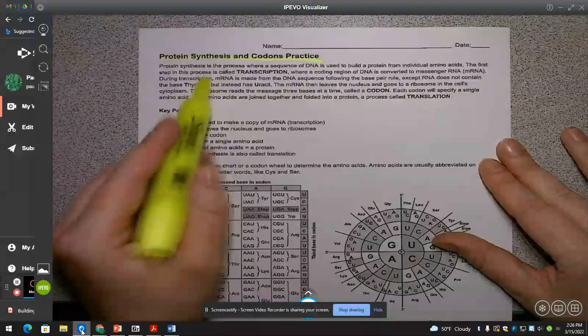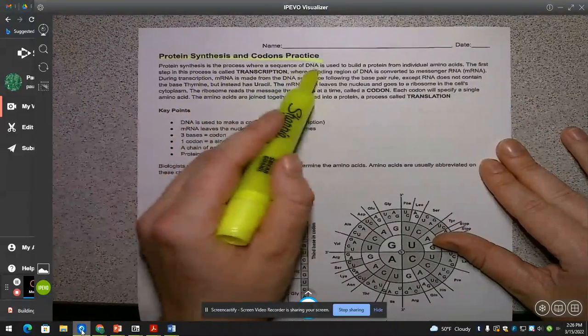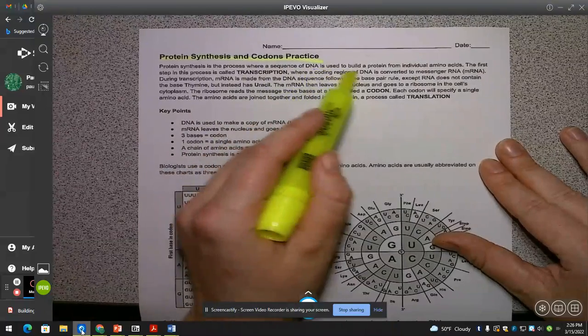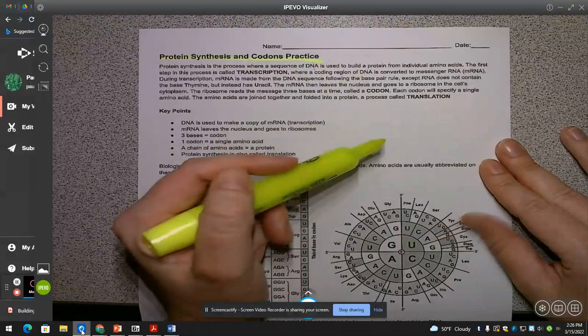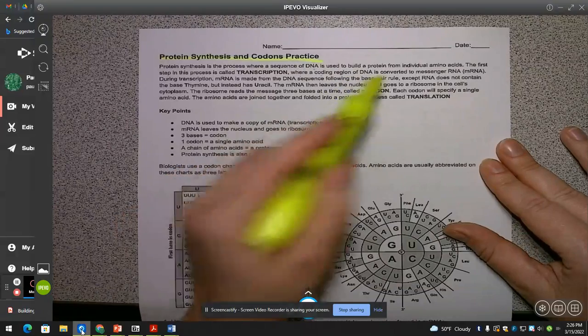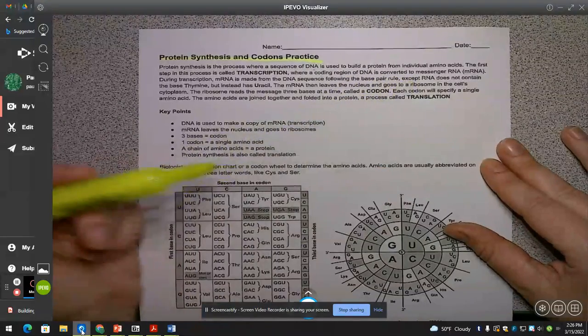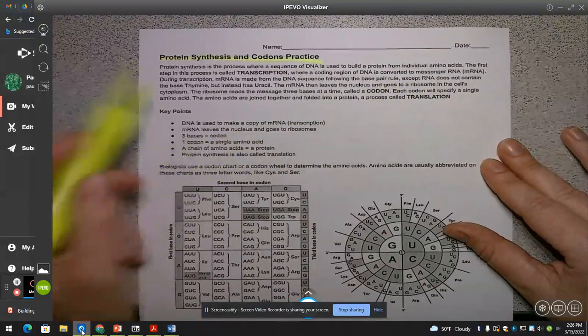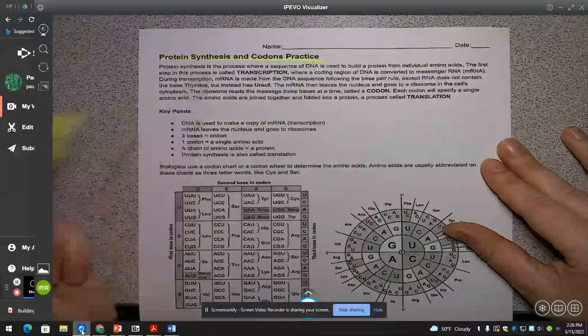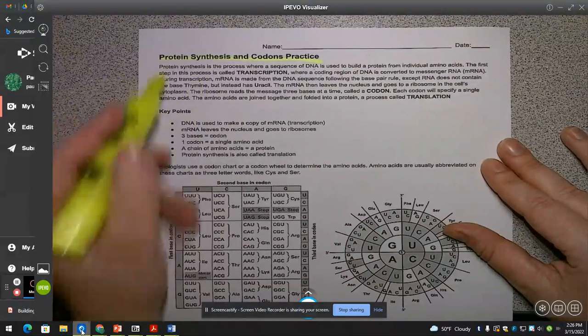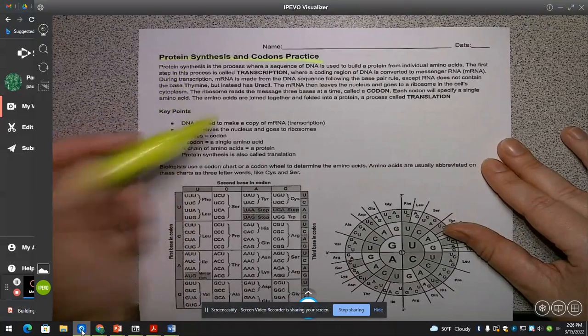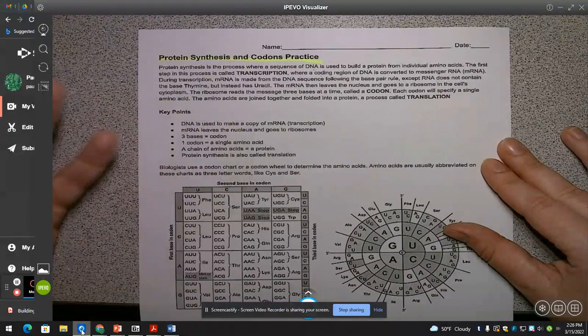So protein synthesis is the process where we sequence our DNA. We use it to build a protein for an individual amino acid. So remember that amino acids are your building blocks or your monomers for your proteins, and we're getting this from our DNA. Remember, the word synthesis means to build or create, so we're making proteins.